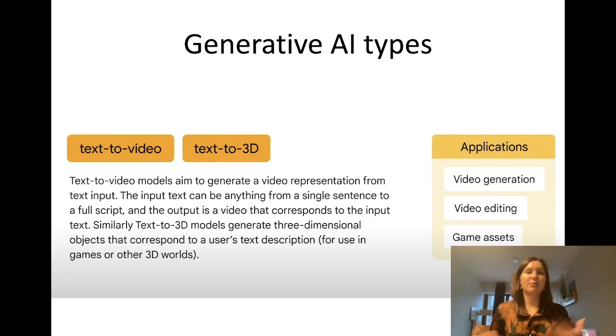The input text can be anything from a single sentence to a full script, and the output is a video that corresponds to the input text. Similarly, text to 3D models generates three-dimensional objects that correspond to a user text description. For example, it can be used in a game or other 3D world.